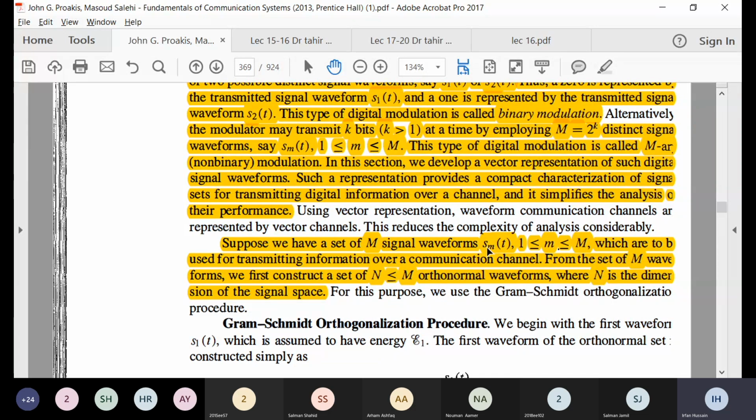Because you will see that some waveform might be linearly dependent on the other waveforms. So that dependent waveform will not be used, because that will not give us an orthogonal set. So from these M signal waveforms, we try to find n signals which are less than or equal to m, but those n signals must be orthogonal to one another, that we will be seeing here.